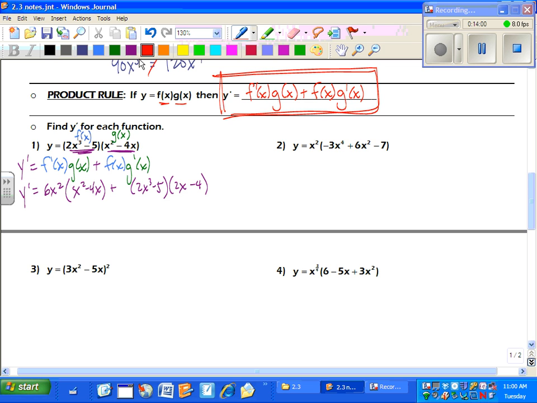All right, then we want to just have this simplified, so the rest is just algebra. We can distribute and combine like terms. So we have 6x to the fourth minus 24x cubed plus 4x to the fourth minus 8x cubed minus 10x plus 20. If we combine like terms here, we get 10x to the fourth minus 32x cubed minus 10x plus 20.